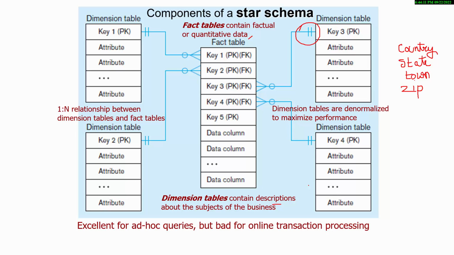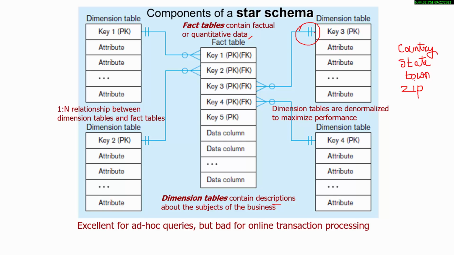So a lot of qualitative data or categorical data will be in dimension tables. There is a one-to-many relationship between dimension tables and fact tables. It means one row in the dimension table may be associated with zero-to-many or one-to-many rows in the fact table. So how do we indicate this relationship?